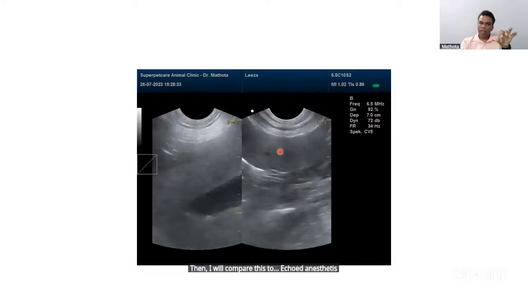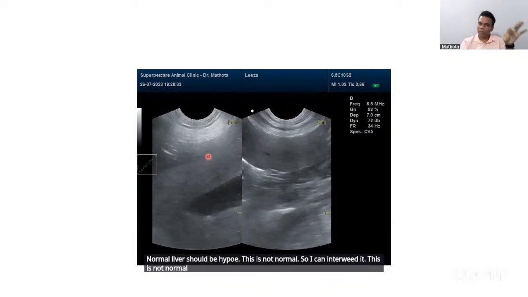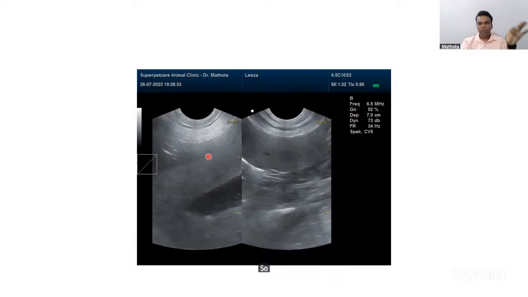Then here I can say this liver is hyperechoic compared to the spleen. Normal liver should be hypoechoic. This is not normal then. So I can interpret it: this is not normal, this is a hyperechoic liver. So like that we can compare it.